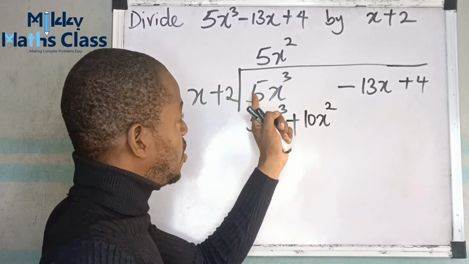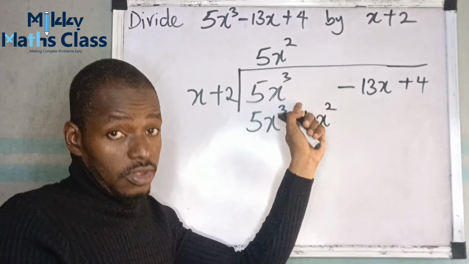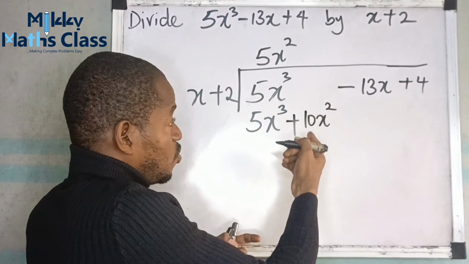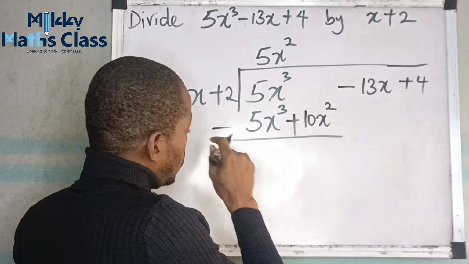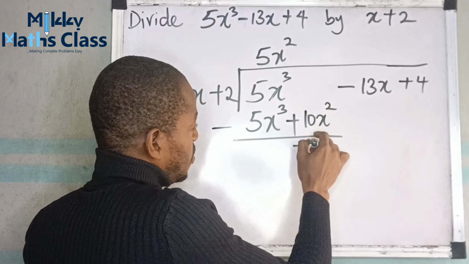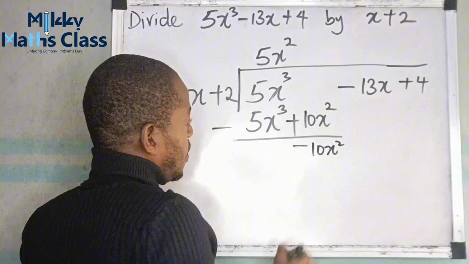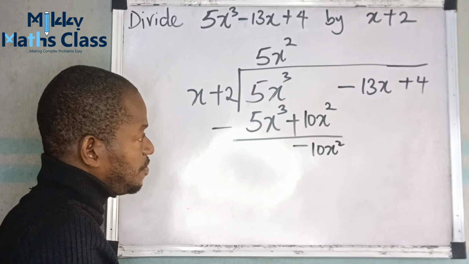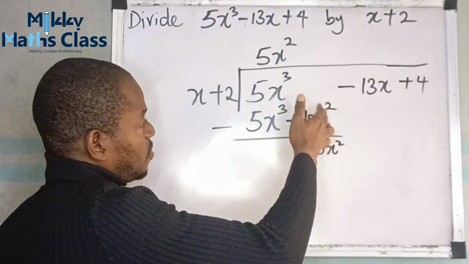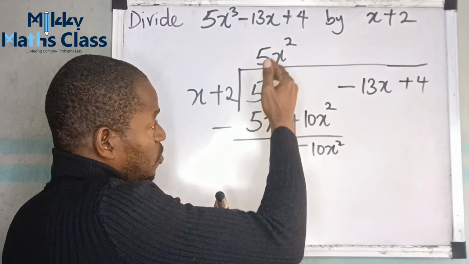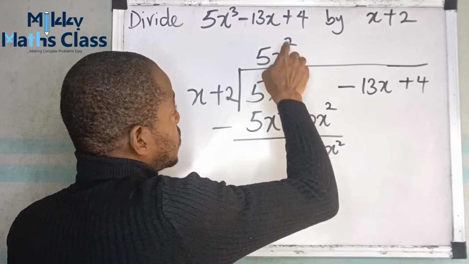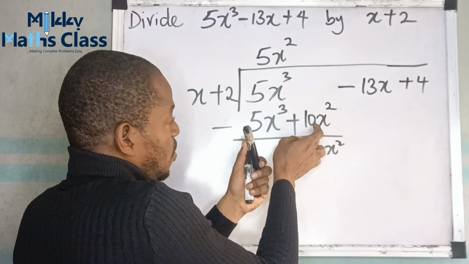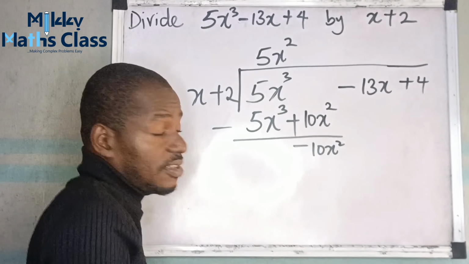Since there's no x to the power of 2 here, we are not bringing down anything, we are assuming 0. So 0 plus this, let's subtract. That will give us negative 10x squared. You arrange it like this. So this is 3. The power goes 3, 2, 1, like that. Since there was nothing raised to the power of 2 here, you leave a space so that you can include this when you are dividing.